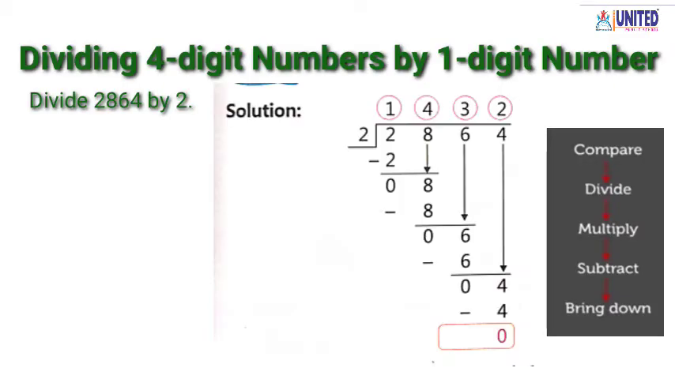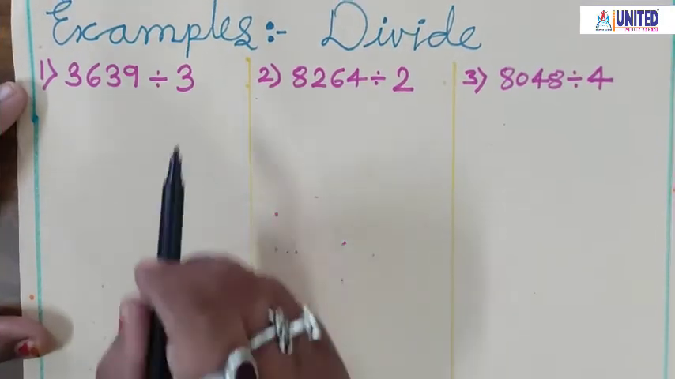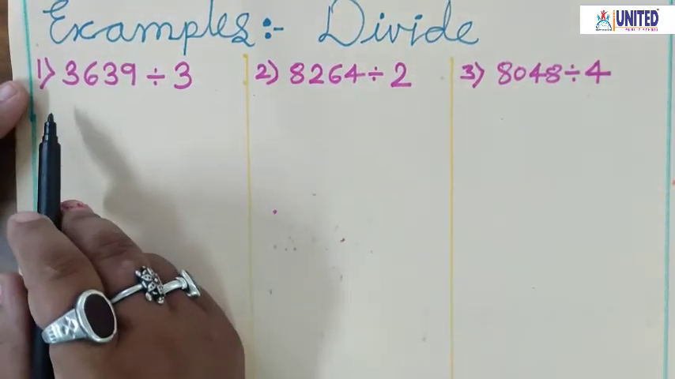Right? The next is dividing 4-digit numbers by a 1-digit number. It is also the same as dividing 2-digit and 3-digit numbers by a 1-digit number. Same steps you have to follow. Let's see the examples. Divide. Number 1.